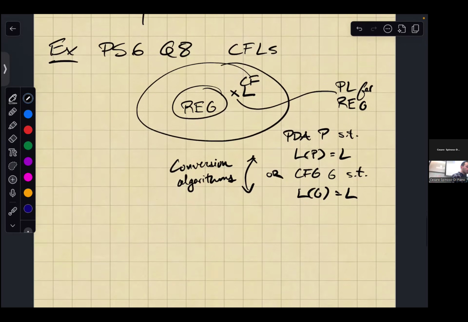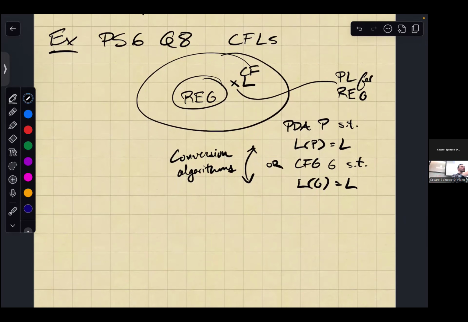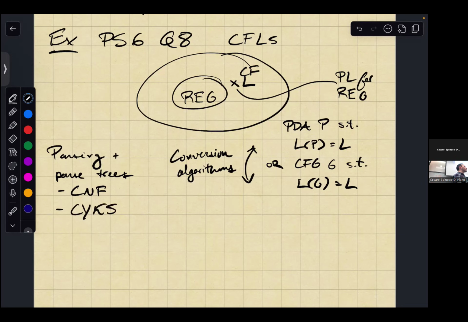The other thing that you talked about in the chapter about context-free languages was the idea of parsing, right? So parsing and parse trees. And remember, when you talk about parsing and parse trees, you always want to deal with grammars that are in Chomsky normal form, because then you have binary trees. Once you have binary trees, you can also do parsing. You can check in cubic time whether a string is or is not in the language generated by G, and you do that with the CYK algorithm. So don't forget how to run these conversion and parsing algorithms.